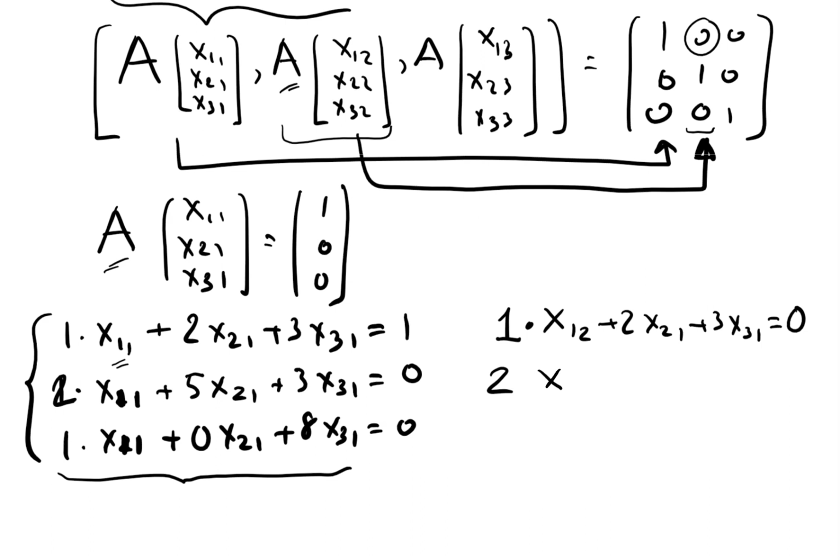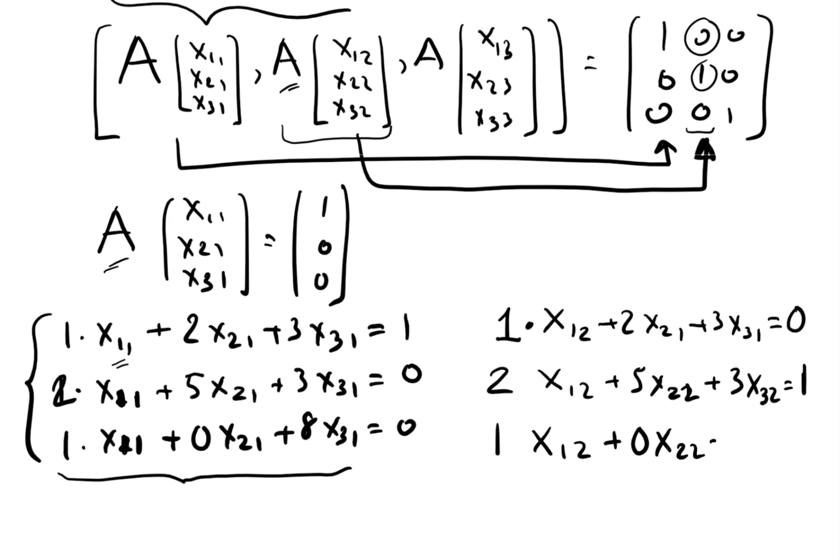So x21 times x12 plus 5 times x22, not 2 1 2 2, plus 3 times x32 equals 1. And now I'm going to get 1 times x12 plus 0 times x22 plus 8 times x32 equals 0. So that would be my second system.